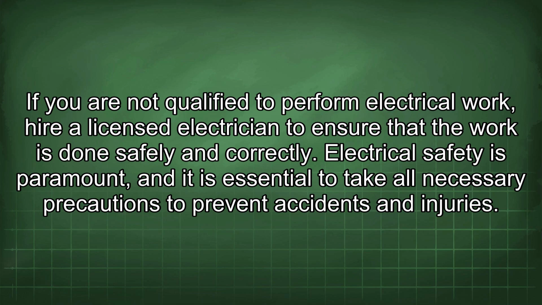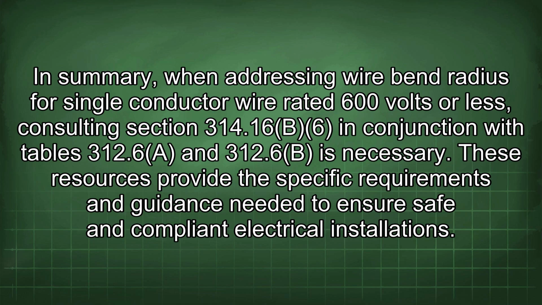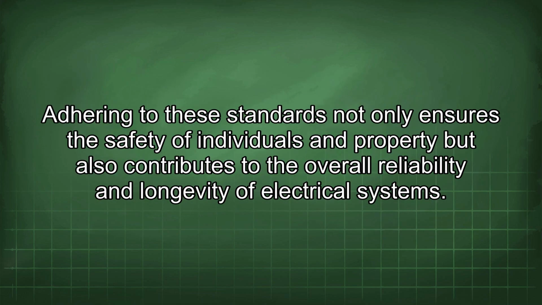In summary, when addressing wire bend radius for single conductor wire rated 600 volts or less, consulting Section 314.16(B)(6) in conjunction with Tables 312.6(A) and 312.6(B) is necessary. These resources provide the specific requirements and guidance needed to ensure safe and compliant electrical installations. Adhering to these standards not only ensures the safety of individuals and property, but also contributes to the overall reliability and longevity of electrical systems.